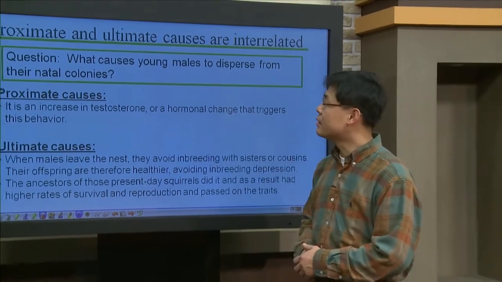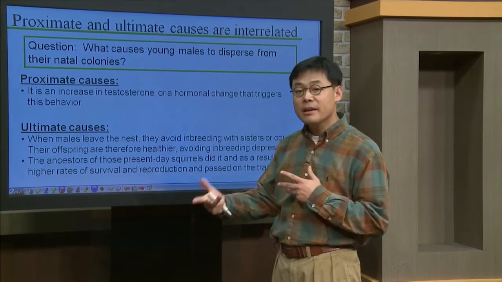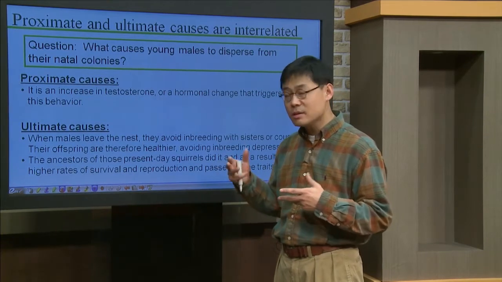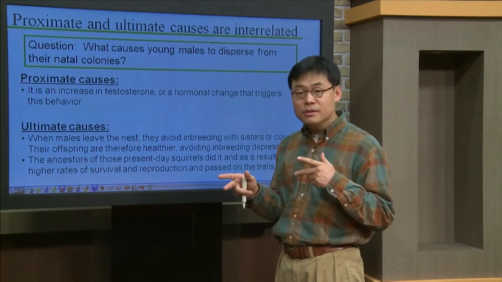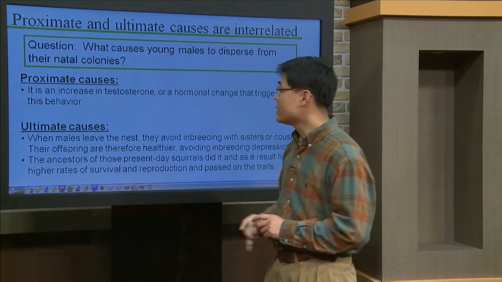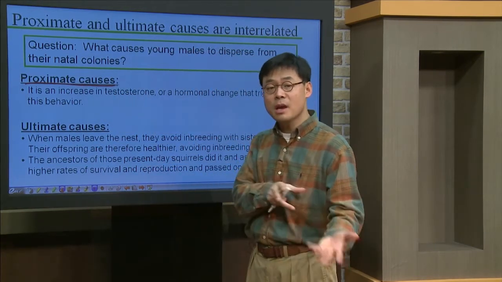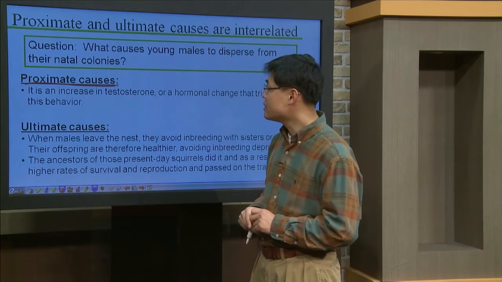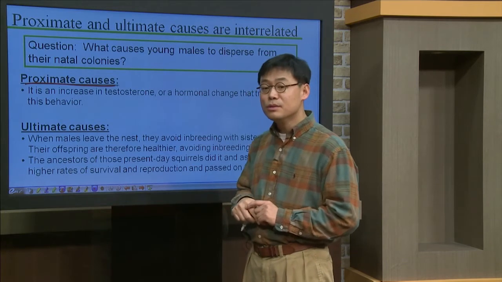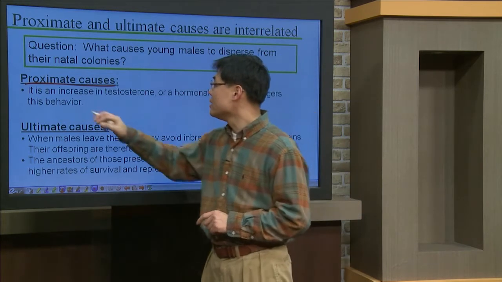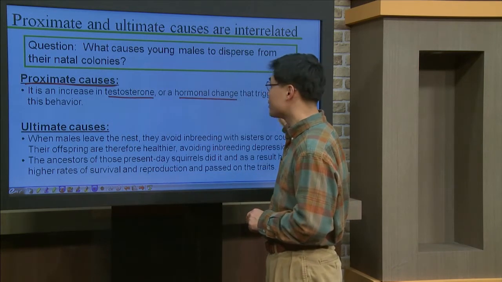Then you may ask these questions, among many others. Let's say, first question: what causes young males to disperse from their natal colonies? You may have answers in two different ways. The first is the proximate causes. That's what triggers this special behavior. That's the question how. How do the young males move away from their natal colonies? It is an increase in testosterone, or the hormonal change that triggers this behavior.